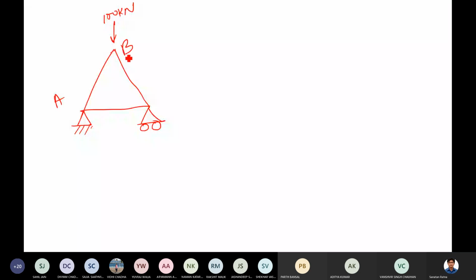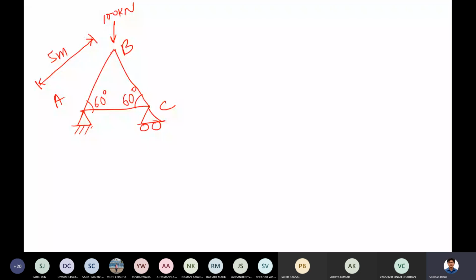Just a few moments back I told you that if you are taking a simple truss, this is your hinge support, this is roller support, and a load of, let us say, 100 kilonewtons is acting at point B. Let us say this angle is 60 degrees.